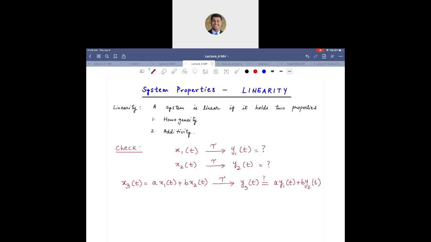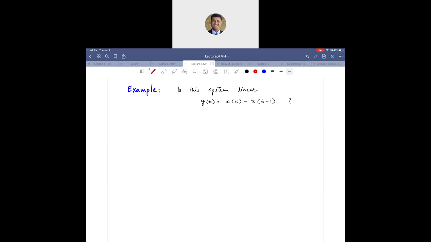Let's check whether this system is linear. I have x of t minus x of t minus 1. My goal is to check whether the system is linear or not. So quickly run through the similar sort of steps. x1 of t, input, system operator, I get my output, y1 of t, which is x1 of t minus x1 of t minus 1. Signal minus the delayed version of the signal.